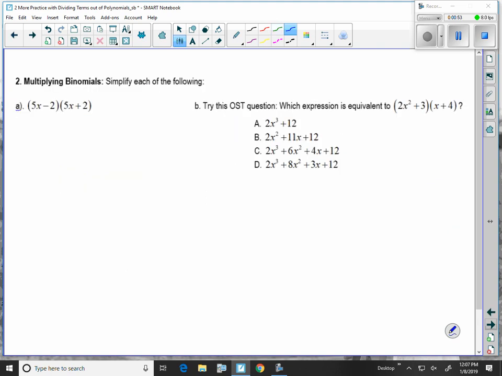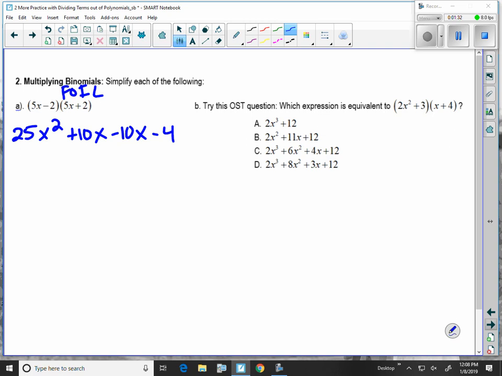All right, number 2, multiplying binomials. So when we have something like number 2, what do we have to do here? FOIL. All right, so we do the first, 5x times 5x, 25x squared. O stands for outer, so 5x times 2 is 10x. I is your inner, so that is negative 2 times 5x, negative 10x, and then last, negative 2 times positive 2 is negative 4.